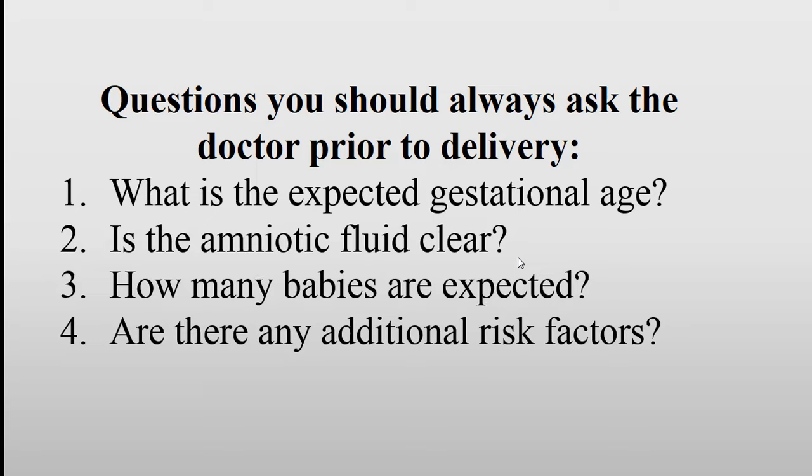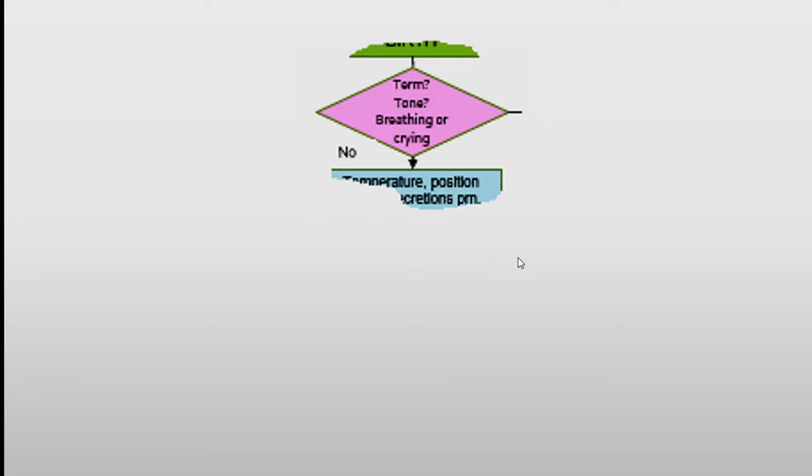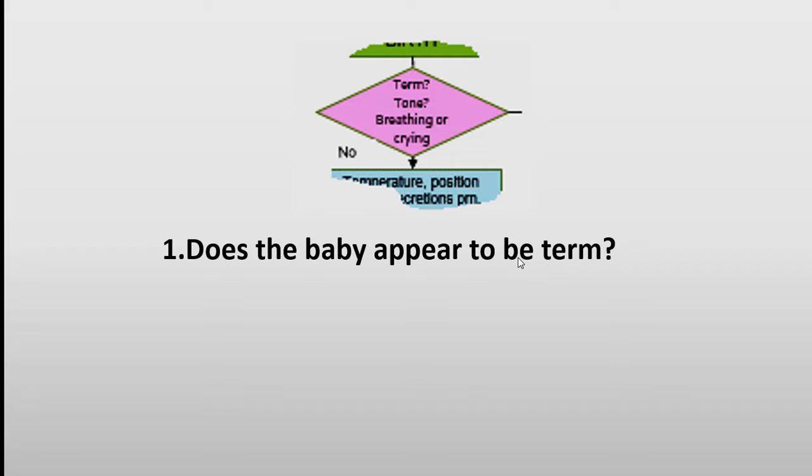So the 4 pre-birth questions are: what is the expected gestational age? Is the amniotic fluid clear, or are we dealing with a meconium delivery? How many babies are expected? And are there any additional risks that we need to know about? So the baby's born. What are the questions we now ask?